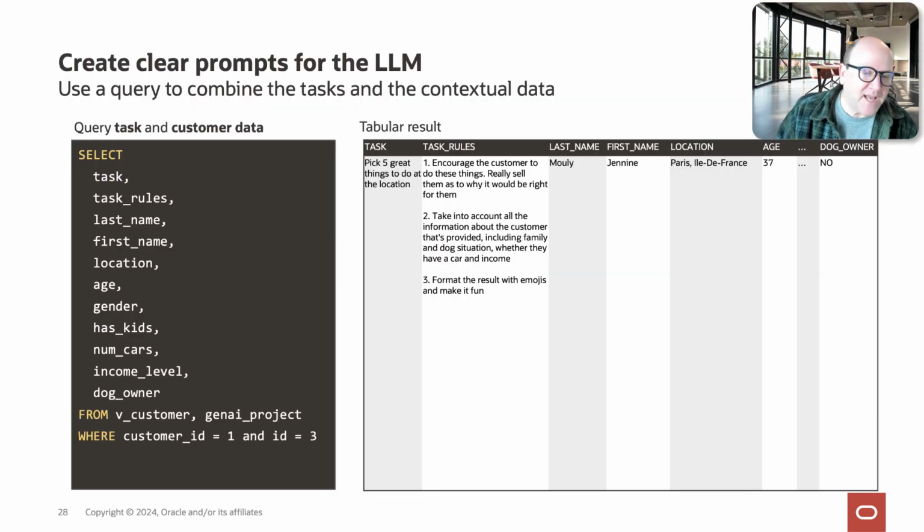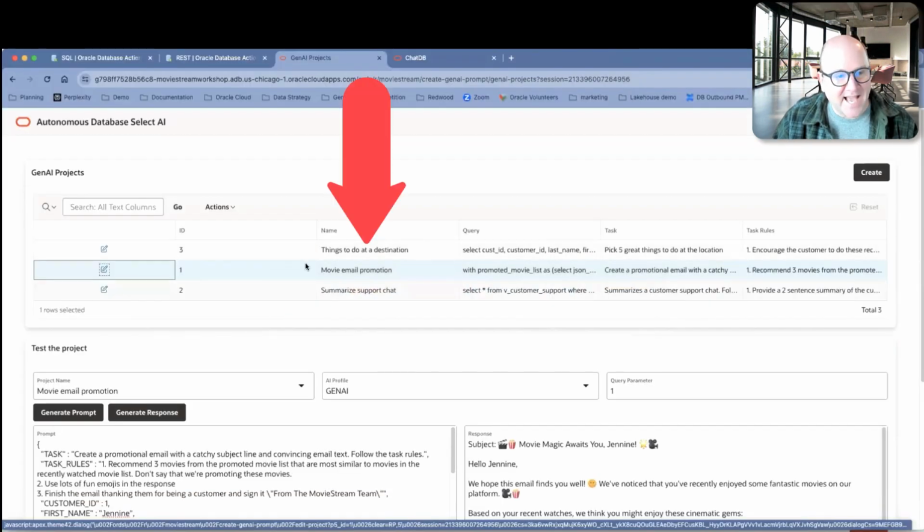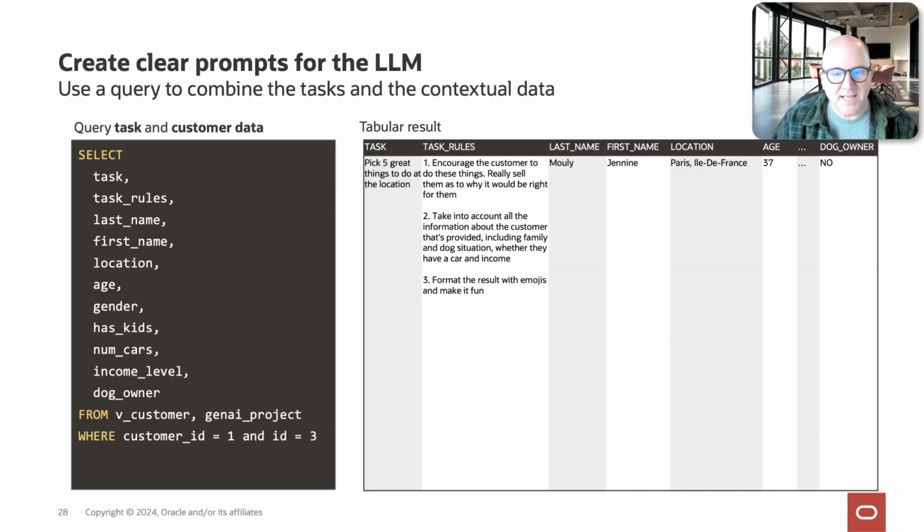In our case, I created a table that had the task and the rules. The tasks were things like pick 5 great things to do at a location, movie email promotion, and summarize a support chat. I just put those in a table, and here you can see the task and the task rules. Then I'm combining it with information about the customer: who is that customer, what location are they going to, their age, their gender, their kids, etc. Now I've combined these two things, formed very nicely in a query.